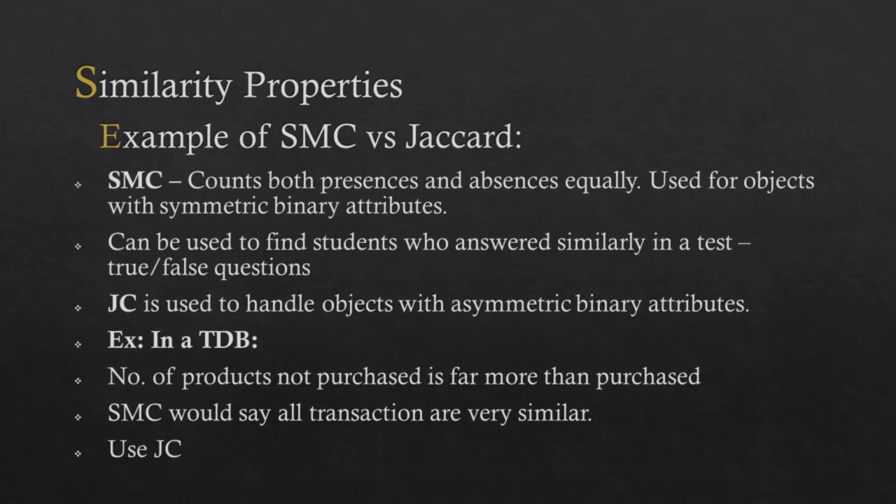SMC counts both presences and absences equally, used for objects with symmetric binary attributes. It can be used to find students who answered similarly in a test, such as true or false questions. Then JC is used to handle objects with asymmetric binary attributes. Example in ATDB: the number of products not purchased is far more than purchased. SMC would say all transactions are very similar.